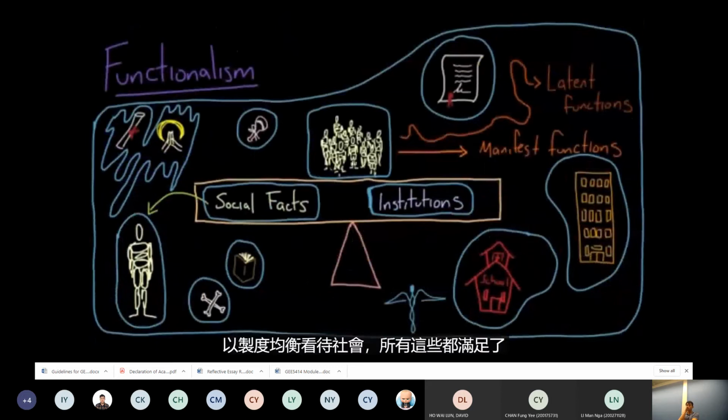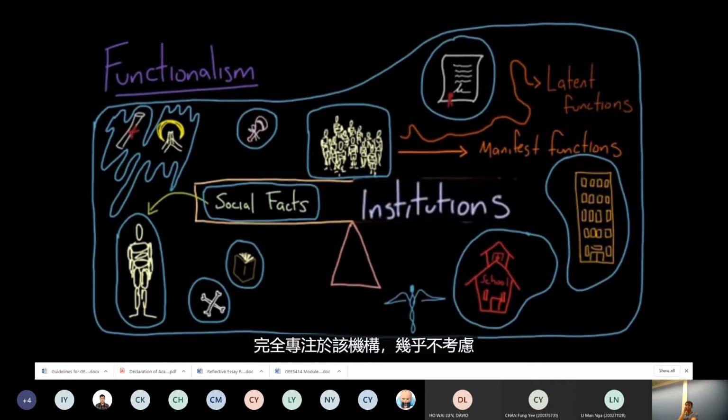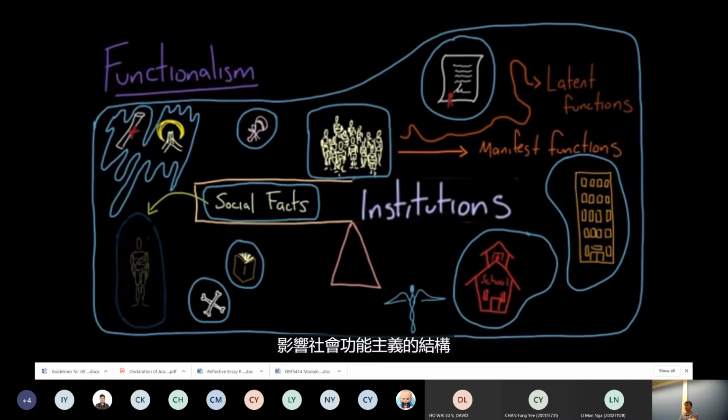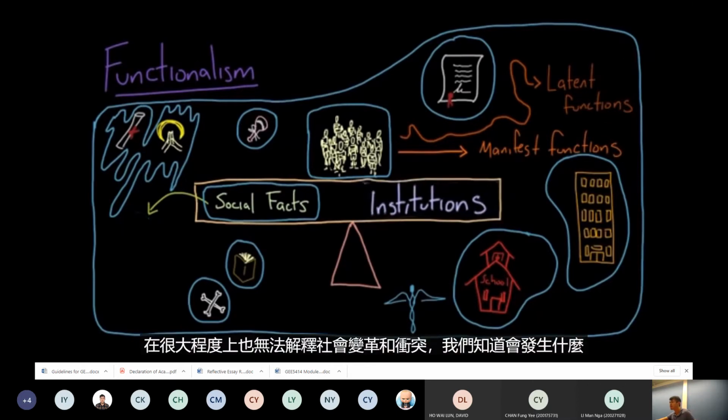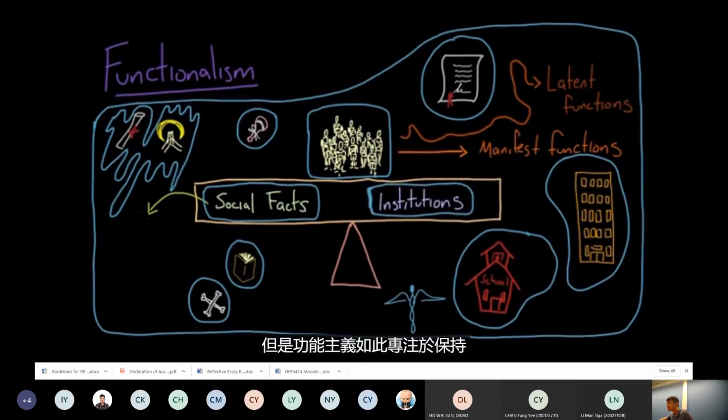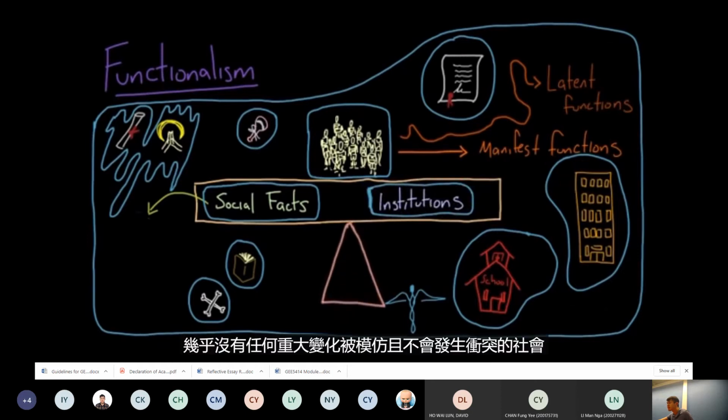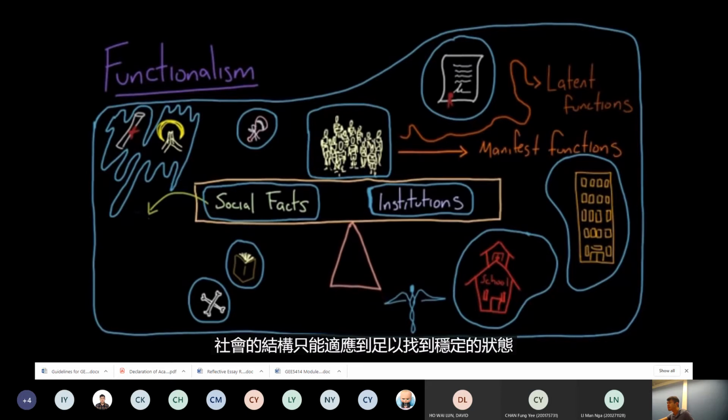While functionalism is a nice way to look at society with its equilibrium of institutions all filling the needs of the society they create, there are some serious problems here. Functionalism focuses completely on the institution with little regard for the importance of the individual. The individual is acknowledged, but nothing they do really affects the structures of society. Functionalism is also largely unable to explain social change and conflict. We know it happens, but functionalism is so focused on maintaining the equilibrium of the society that little significant change is modeled and no conflict can occur. The structures of a society adapt only just enough to find the stability again.